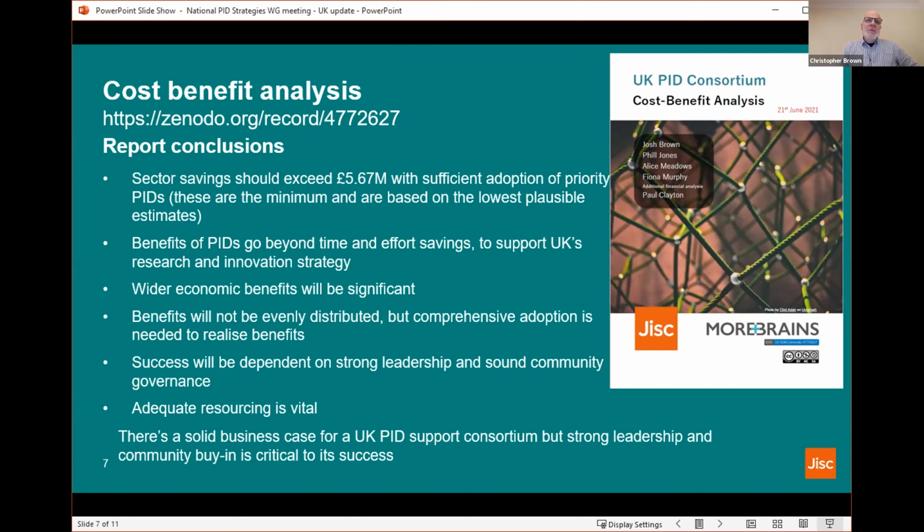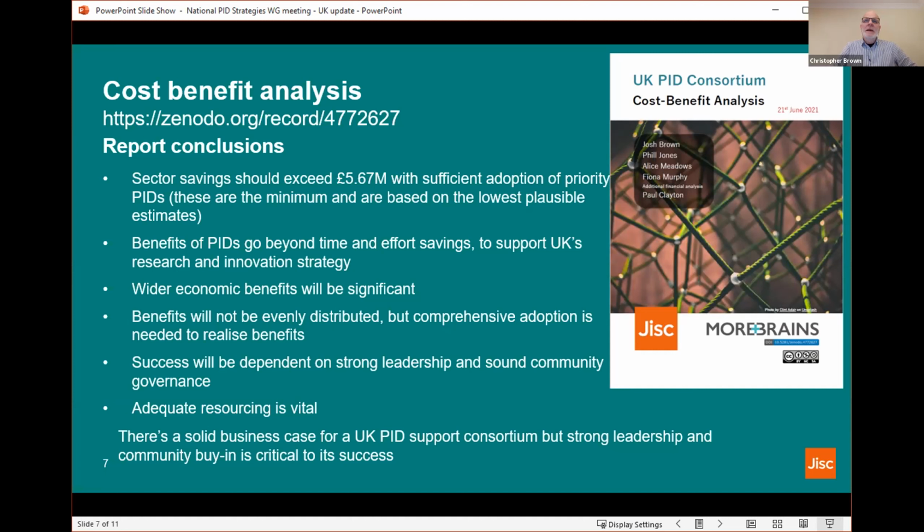But we need strong leadership and sound community governance within the UK to reap those benefits, and of course adequate resourcing, which basically comes down to funding to do that. So it's a small investment for a large return. So we feel there's a solid business case for that UK PID support consortium, but it does require strong leadership and community buy-in to be successful.